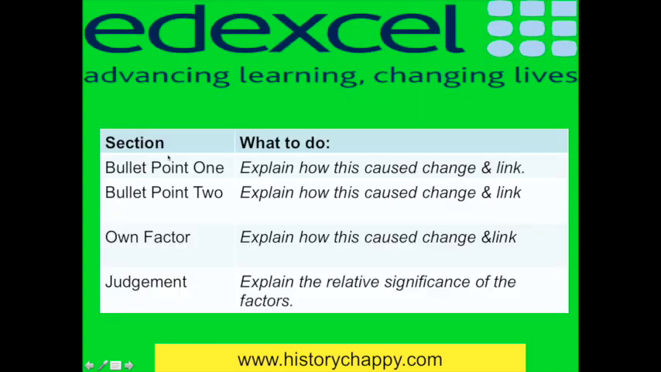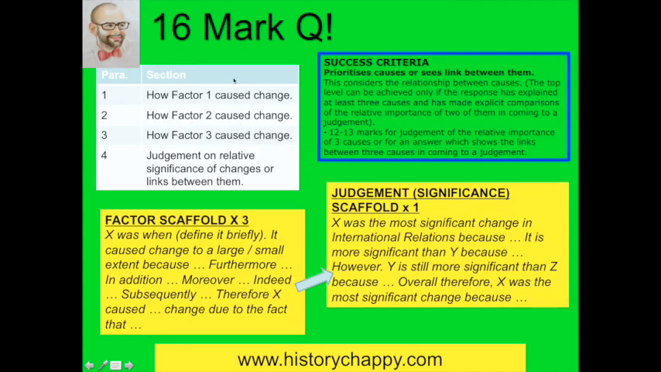Okay, moving on. So this is how, if I was going for a rule of thumb approach, talk about bullet point 1, how it caused change, link it to your next point, talk about how that causes change, link it to the own factor, how that causes change, and then give your judgment on the relative significance of the changes. This is a simple way, so you've got success criteria here. 3 factors, judgment on the relative significance of the changes or links between them.